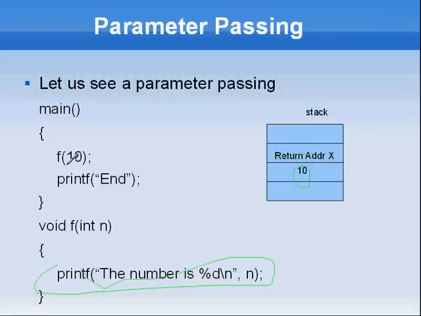So when you call a function f, 10 is pushed into the stack, and also by virtue of the call instruction, the return address is pushed into the stack. And after the end of the function, the RET instruction will actually get back to this line, which is the return address which was stored in the stack.